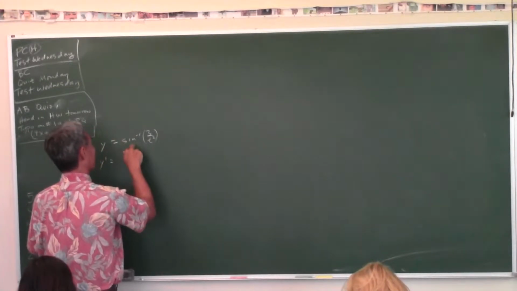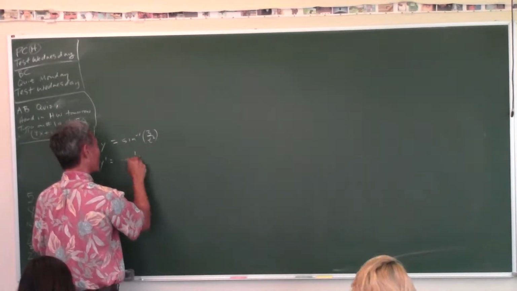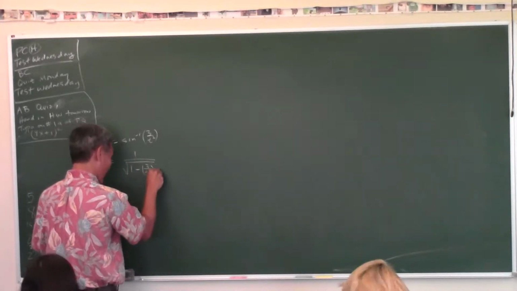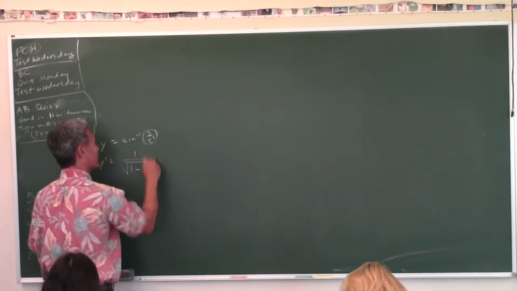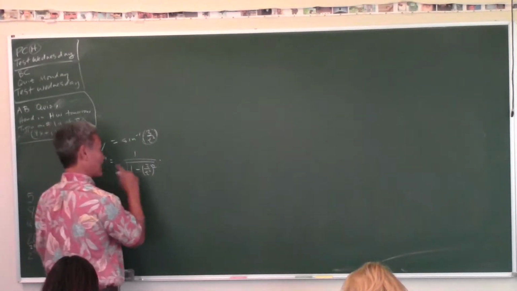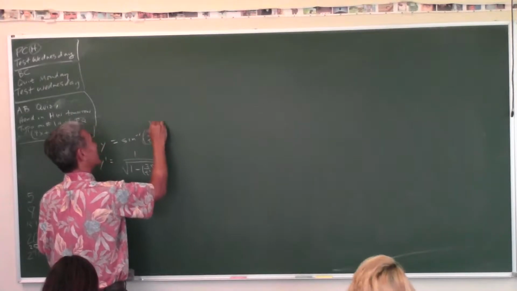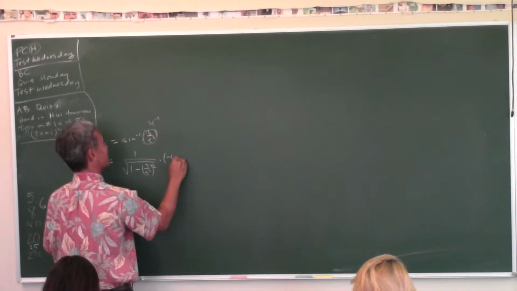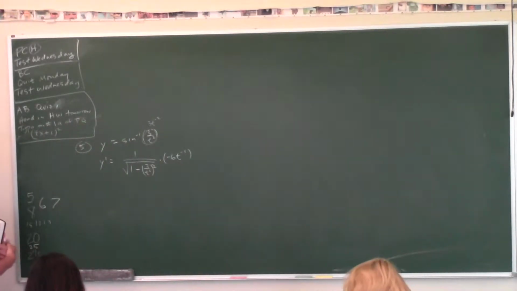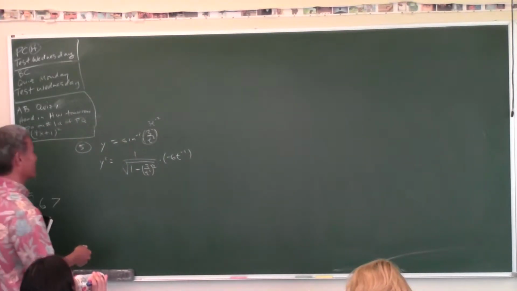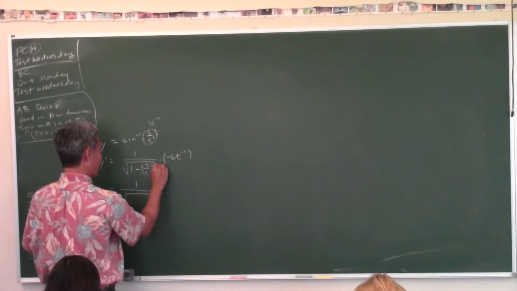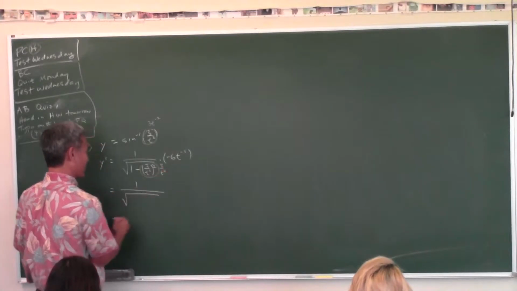The derivative of sine inverse box is 1 over the square root of 1 minus box squared times the derivative of box, which is, this is like 3t to the negative 2. Negative 6t to the negative 3. Okay, that's correct. Okay, but now you gotta simplify this. That's the problem. It's always the problem. So this is like 9 over t to the 4th, correct?